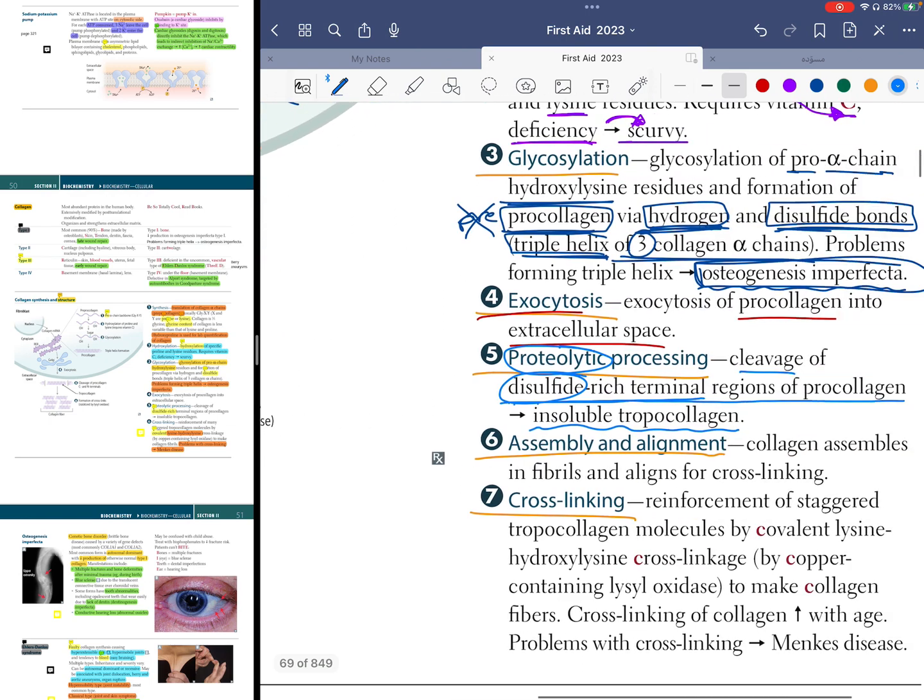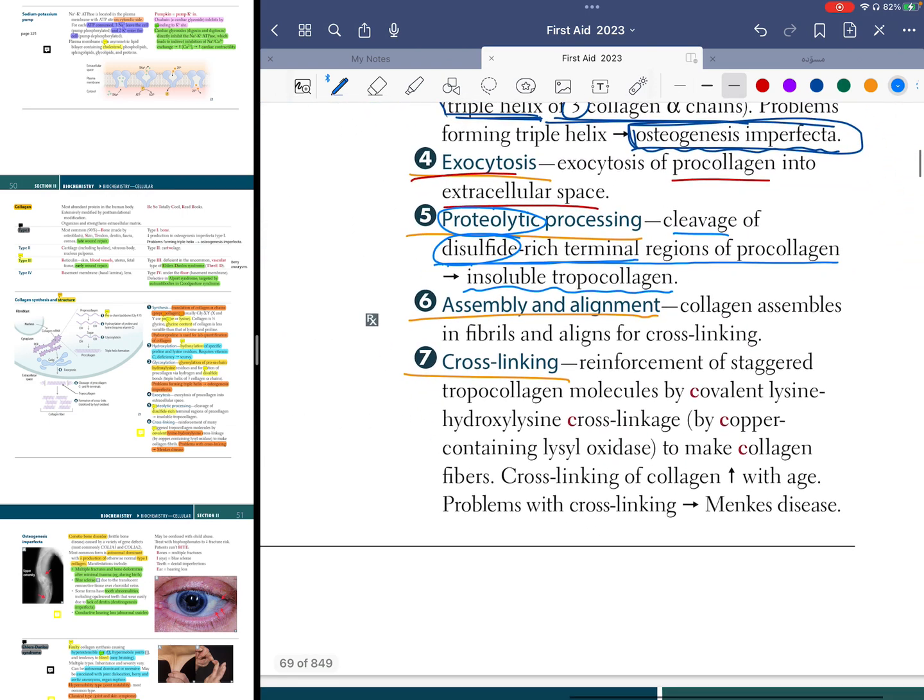Then 6, assembly and alignment. The collagen assembles in fibrils and aligns in cross-linking. So it assembles, gets together in the shape of fibrils, and aligns for cross-linking, like getting itself ready.